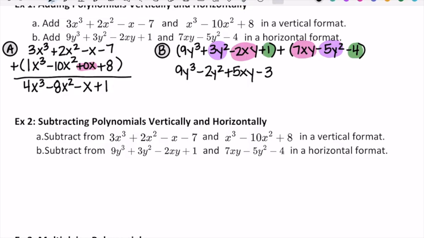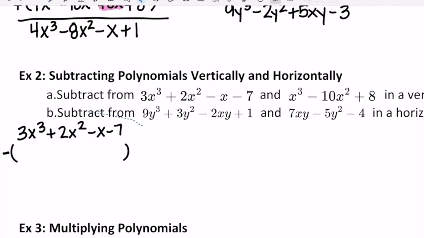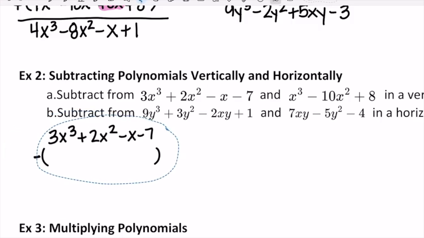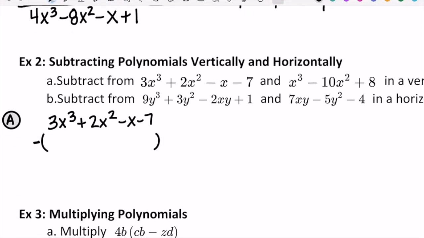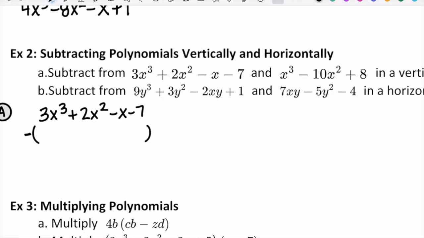So the vertical format, my vertical format, I have 3x to the third plus 2x squared minus x minus 7, and we're going to subtract here. So I'm going to put subtraction, and with that subtraction, let me move some of this over. So this is A. When I subtract that, I got to make sure that I'm subtracting every piece.